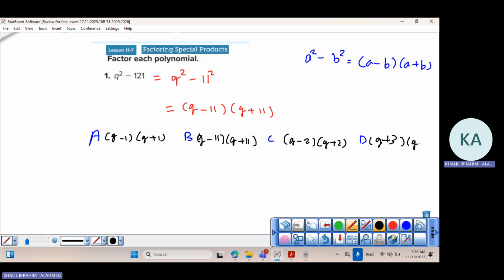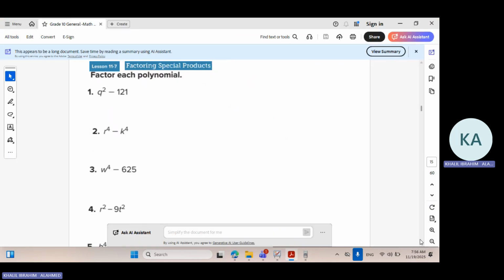Q minus 1. Which one is right? I think choice B. That's right. Correct answer. Okay, I will give you another example also here.